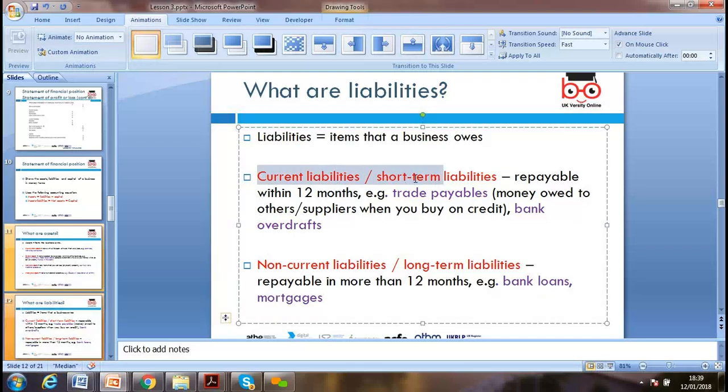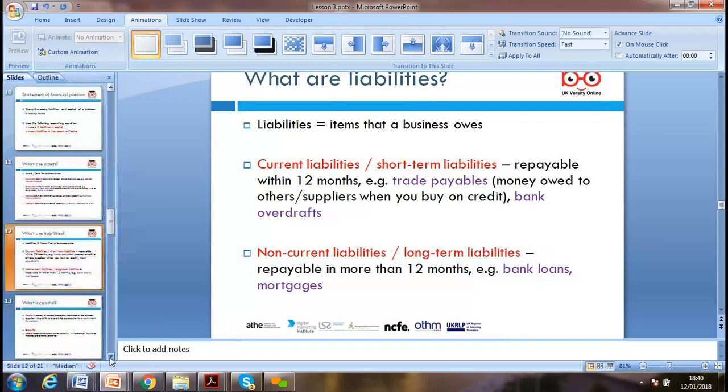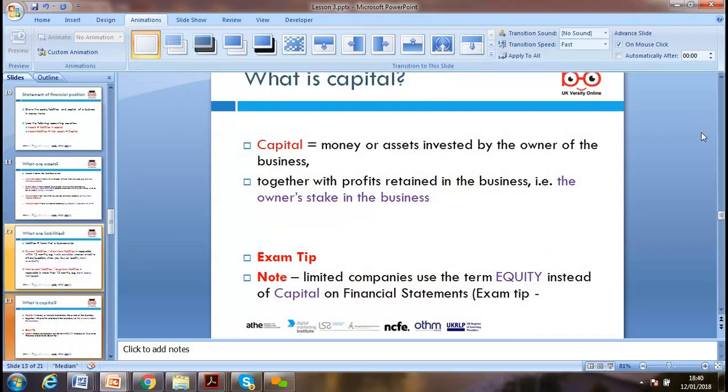Liability means what we owe, or as we already mentioned, a legal obligation which we must pay and settle within a year. Current liability means which we need to settle within 12 months, like bank overdraft and trade payables. Non-current liability means the liability which will take more than 12 months to settle, like bank loan, mortgage. Further, we discussed capital is the money or the asset invested by the owner of the business.